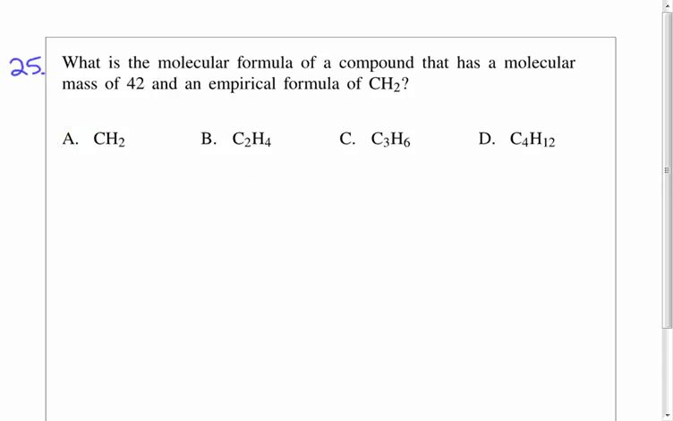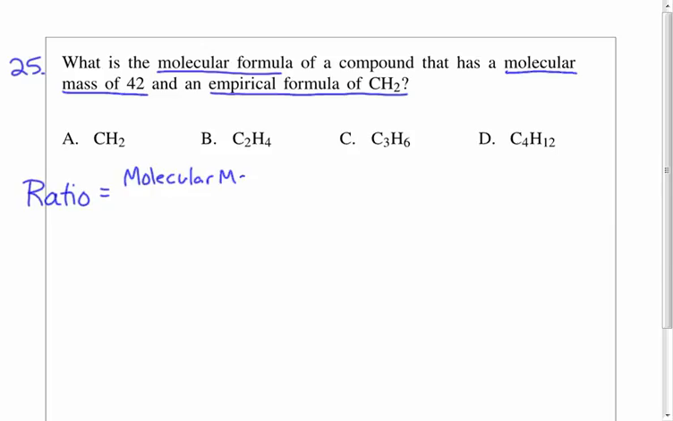Number 25. These are a little bit different. We want to find the molecular formula when we're already given the empirical formula and we're given a molecular mass of the molecule, of what the molecule actually looks like. So we need to figure out what ratio we want to multiply our empirical formula by. And the way we calculate that is to take the molecular mass, which will always be given to you in the problem, and divide that by the empirical mass.